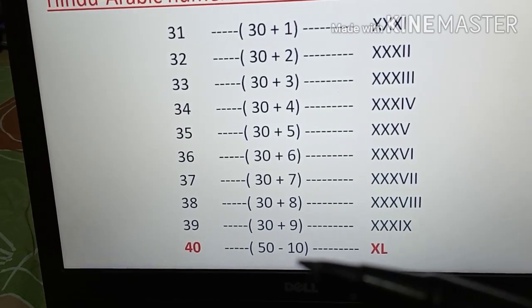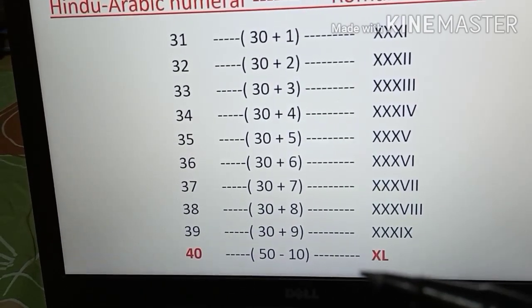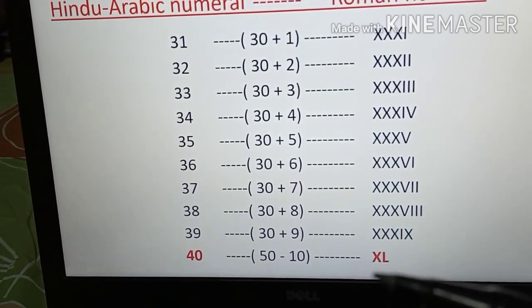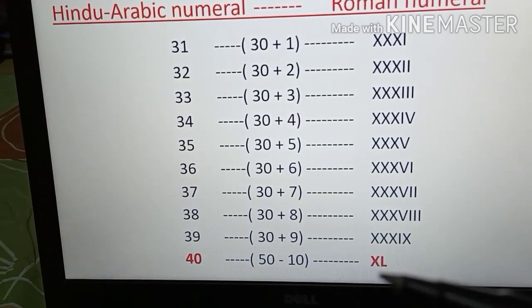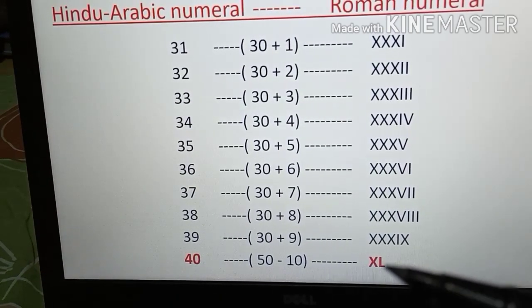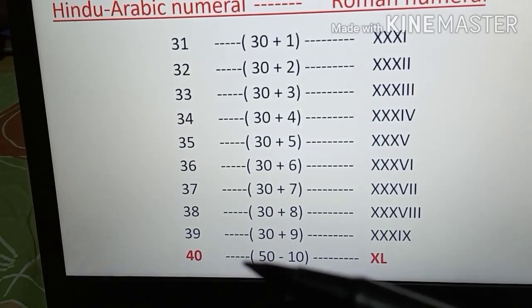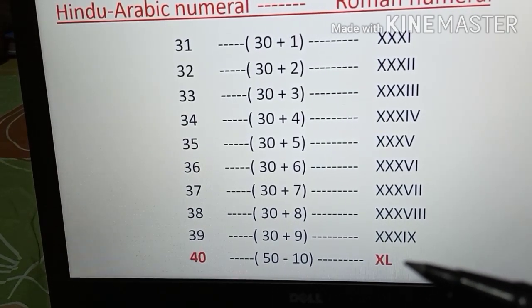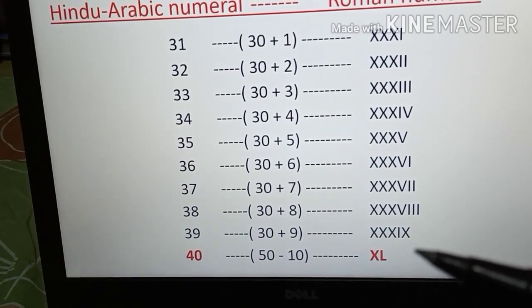Now as you have to subtract 10, we will write this 10 before the larger number. If you write X before L, that means you are subtracting from L, and L represents 50. So XL. Clear? So for 40, you will write XL. I hope it's clear.